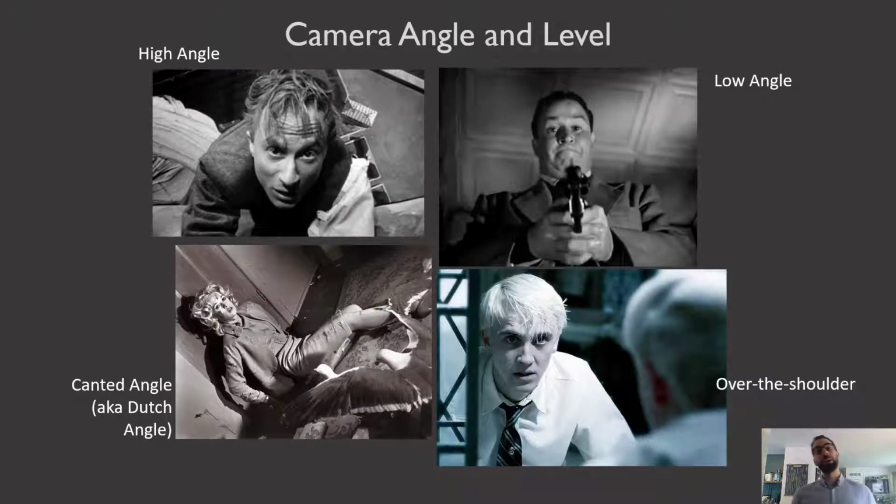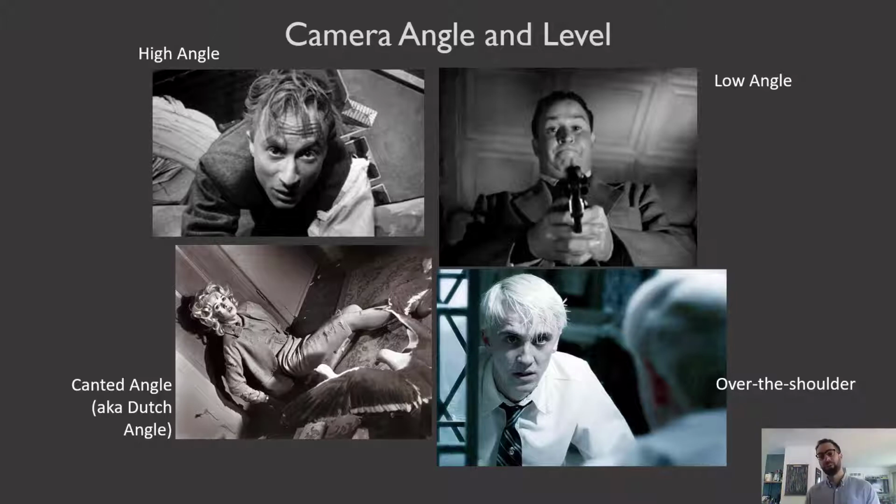Distinct from shot scale is camera angle and level. High angle shots are those that look down upon their human figures or objects from high. Low angle shots look up at human figures or objects from below. Canted angle or Dutch angle is any time you take a camera and rotate it such that you're getting a skewed, diagonalized image, something associated with avant-garde techniques.